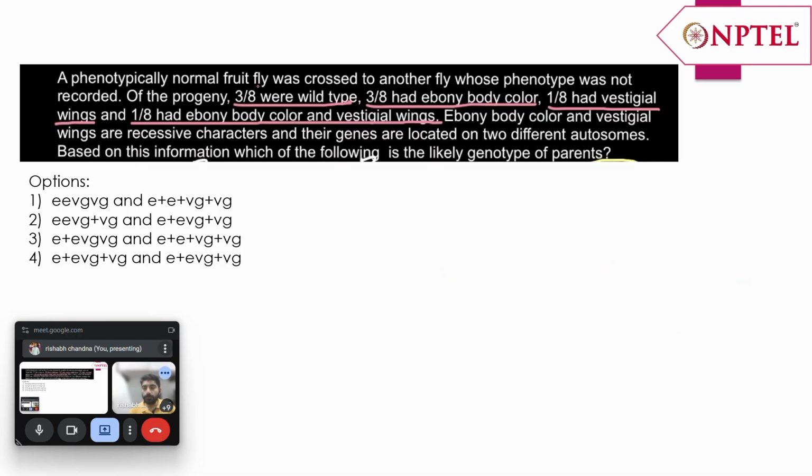A phenotypically normal fruit fly was crossed to another fly whose phenotype was not recorded. Of the progeny, 3/8 were wild type, 3/8 were ebony body colored, 1/8 had vestigial wings, and 1/8 had ebony body color and vestigial wings. Ebony body color and vestigial wings are recessive characters, and their genes are located on two different autosomes. So this is not a linkage question at all. Based on the information, which of the following is likely the genotype of the parents? So what can be the correct answer?